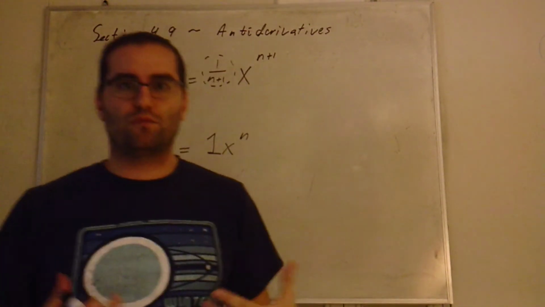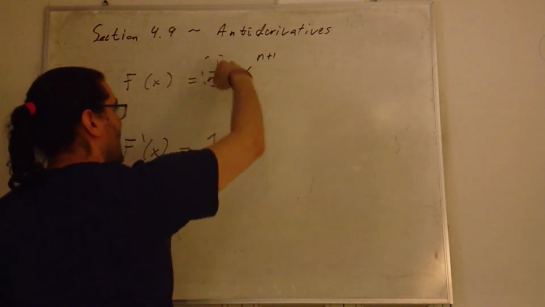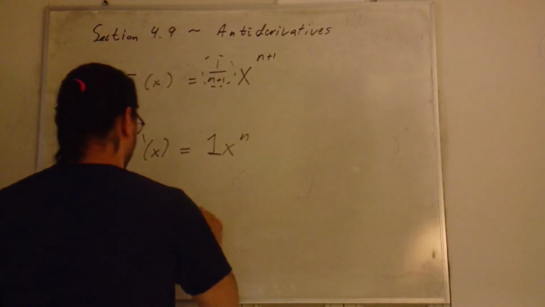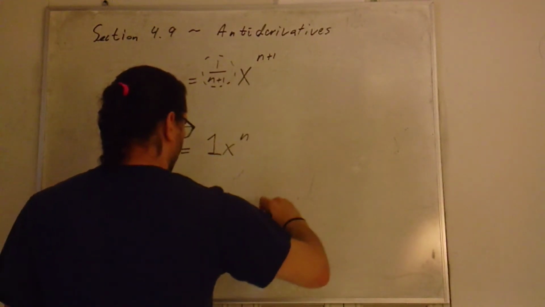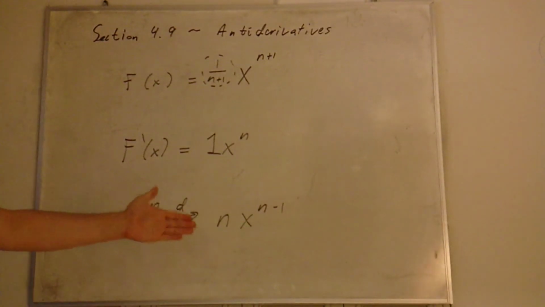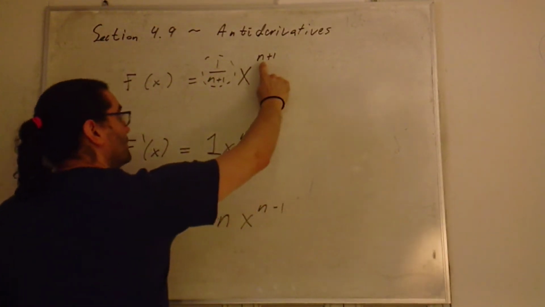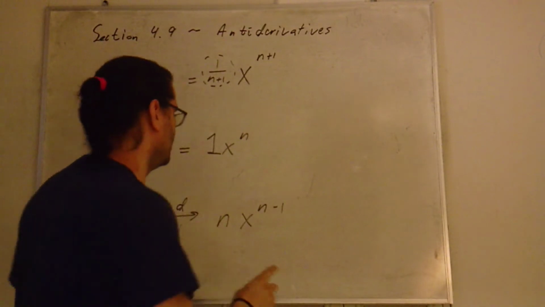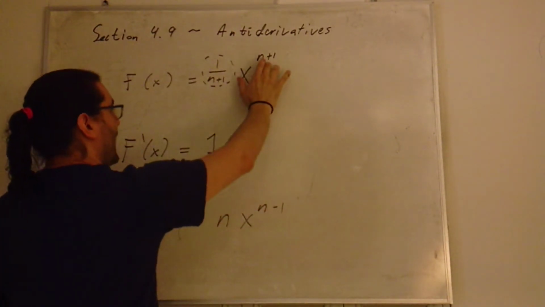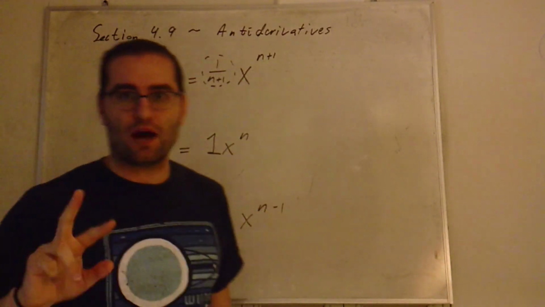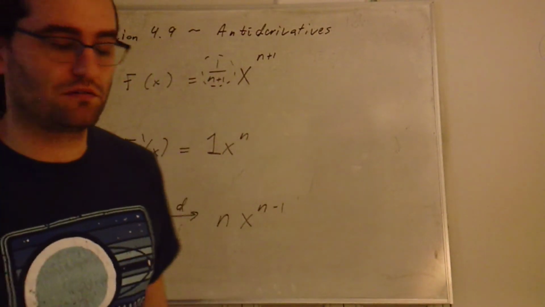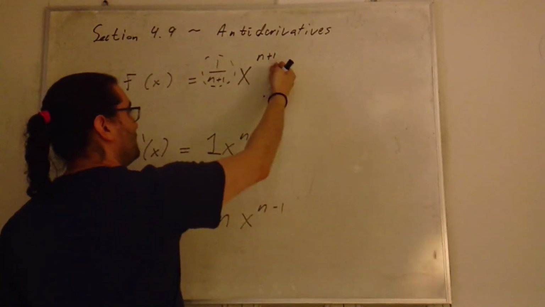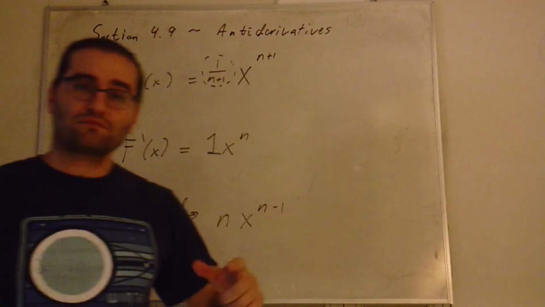So the antiderivative of x to the n is, it's exactly like the power rule but backwards. In the power rule, when we're doing derivatives, we multiply by the power and then we subtract 1 from it. When we're doing antiderivatives, we add 1 and then divide by that new number. So we're switching the operations. Instead of multiplying and subtracting, we are adding and dividing. So it's the opposite operations, and it's in the opposite order. In a derivative, you multiply first and then you subtract. In an antiderivative, you add first and then you divide. So it's like a perfect inverse.